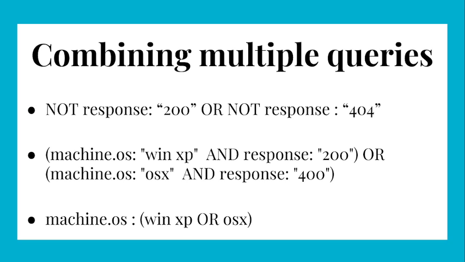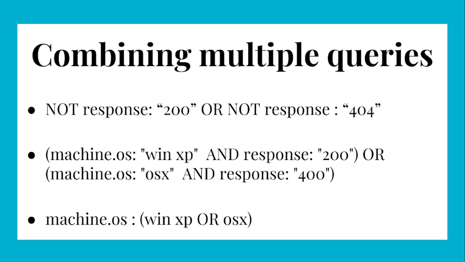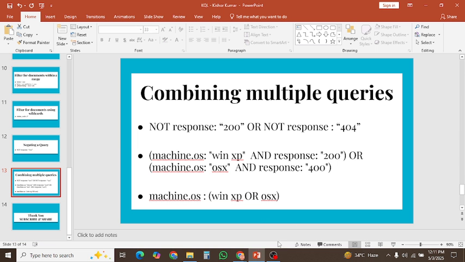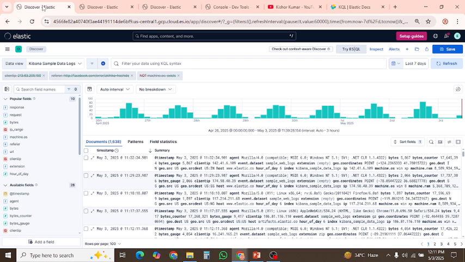Instead of writing it like this, you can just type the response once, and the machine OS should be equal to Windows XP or OS X. You can shorten the query. So let me go to the live version and show you an example of it by performing the searches.